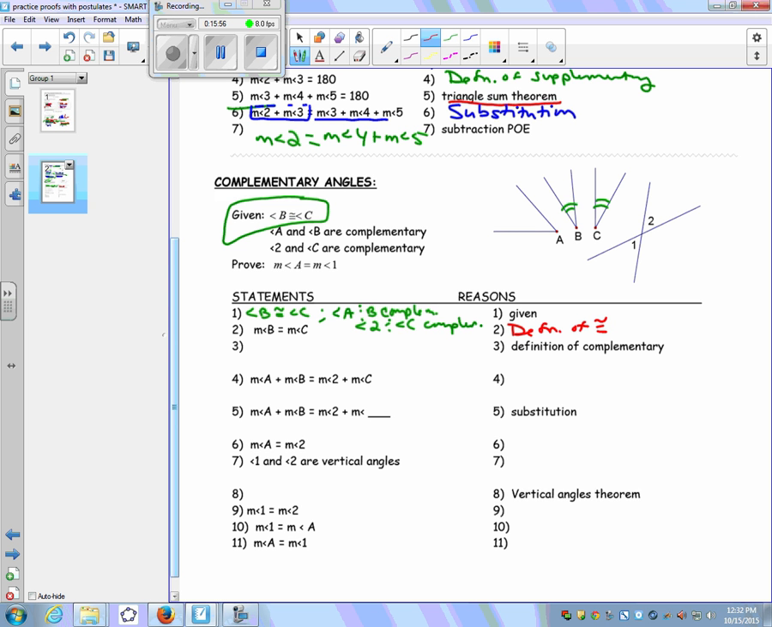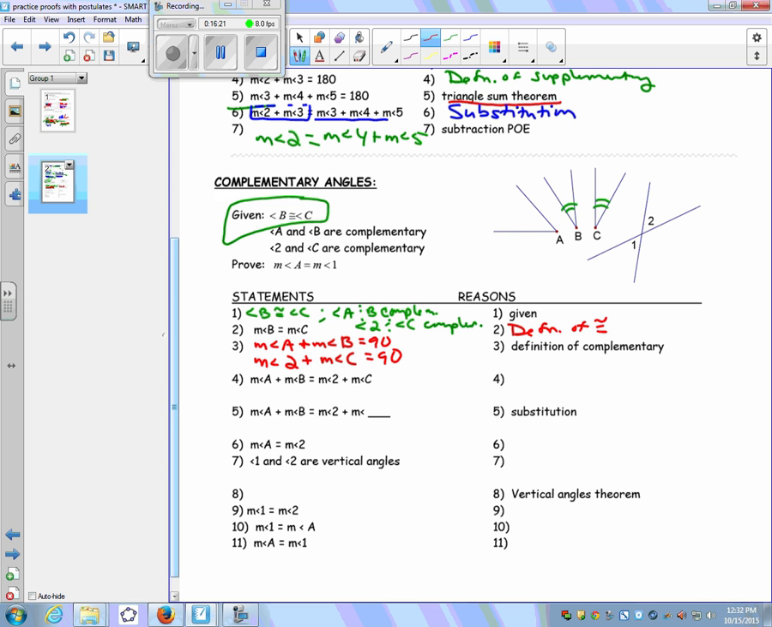The next reason says definition of complementary. What do you think we're going to write here? Jamin? Measure of angle A plus measure of angle B equals 90. Measure of angle 2 plus measure of angle C equals 90. Very good. Definition of complementary.